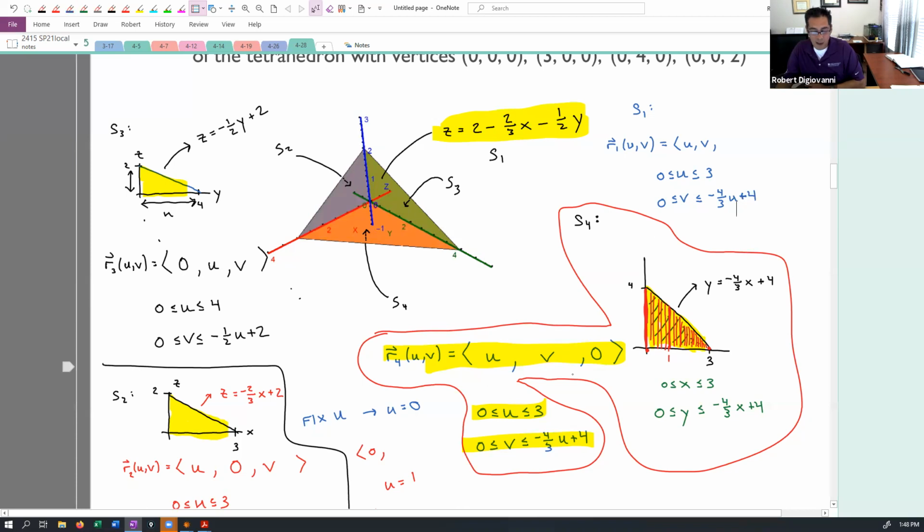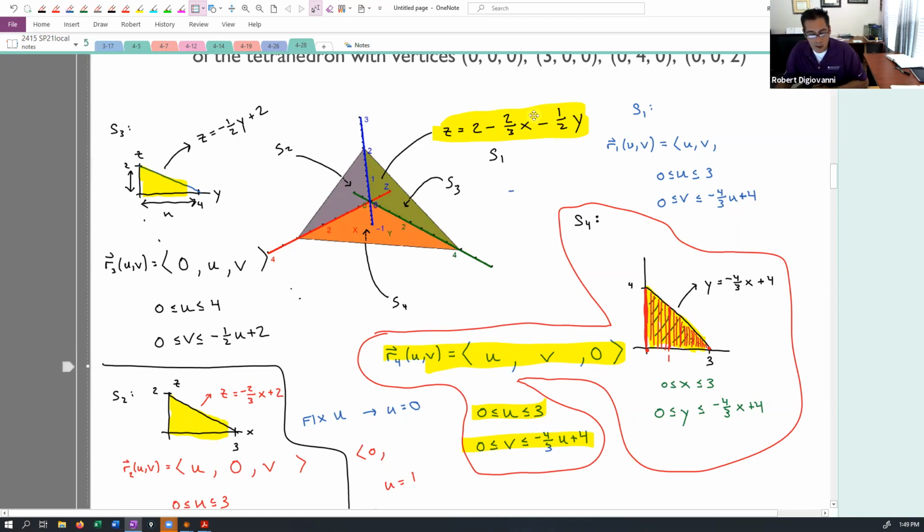Right, so everything's the same except the 0. The Z component is no longer 0. What is it? Well, it needs to be on that plane, doesn't it? So it needs to satisfy the equation of that plane.